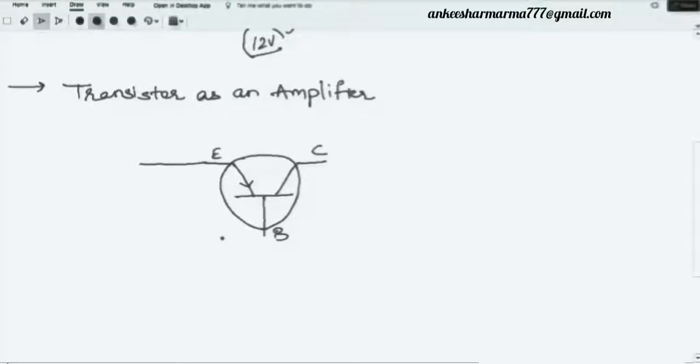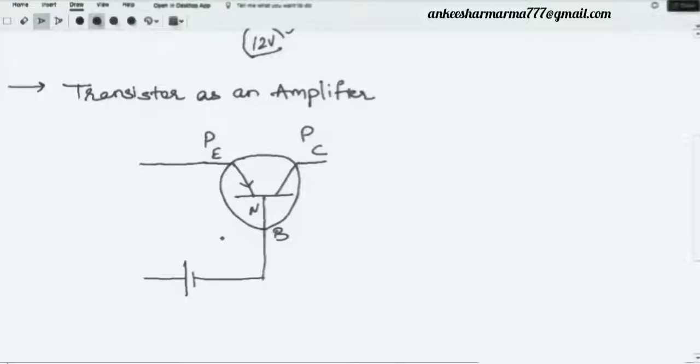So these are the three terminals we have studied. We have also studied that now we will provide the biasing. As I said, this emitter base junction will be forward biased. So since it is PNP, for the forward biasing, this P, which is the emitter terminal, must be connected to a positive supply, and this N must be connected to the negative supply. So this is forward biasing.